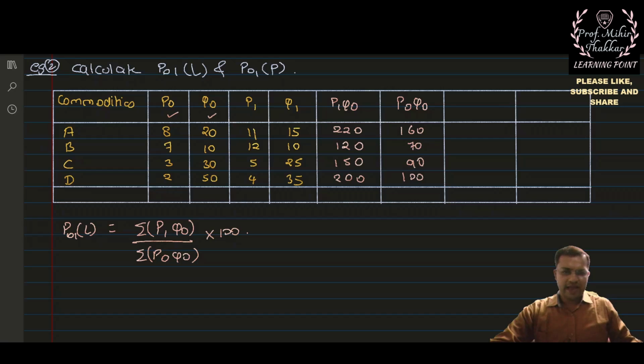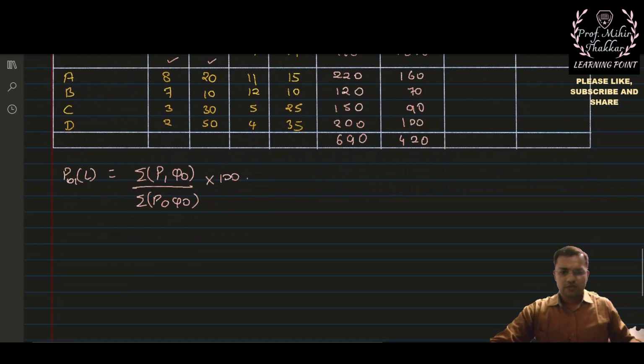So if I add all these values, this is 0, 2 into 4 and 5, that is 9, and 3 and 3, that is 6. So this becomes 690. If I add P0, Q0 values, these are the zeros. 9 and 7 is 16, 16 and 6 is 22, 1 and 1 is 2, 2 and 2 is 4. So that becomes 420.